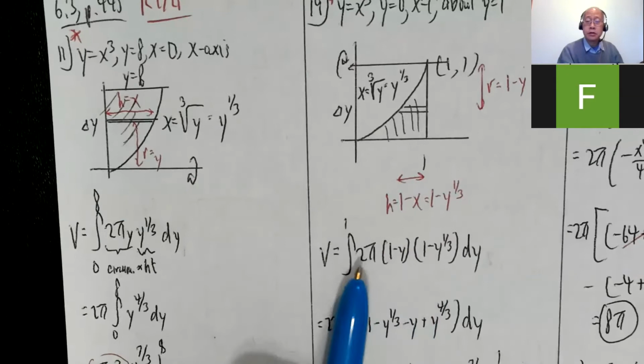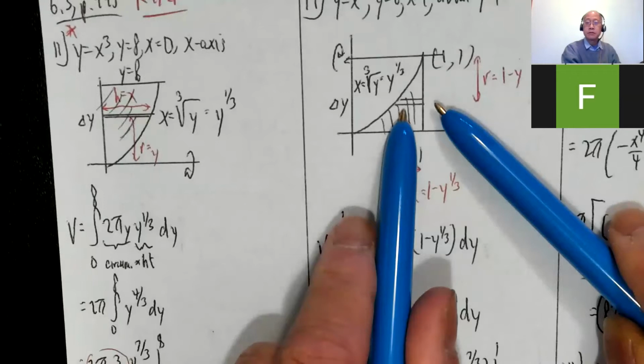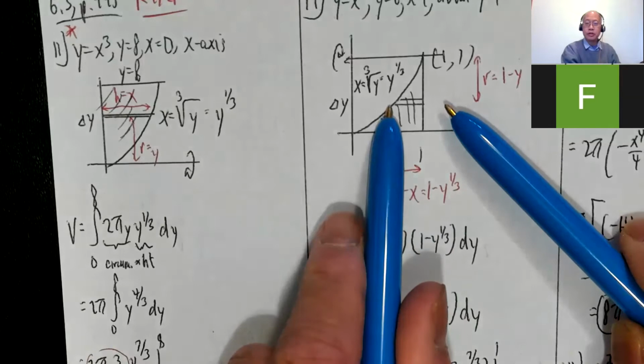Okay, so circumference, 2 pi r, 2 pi times 1 minus y, times the height. How high is this rectangle? Well, bigger minus smaller. Larger, further to the right, minus further to the left. So 1 minus y to the 1/3 dy.